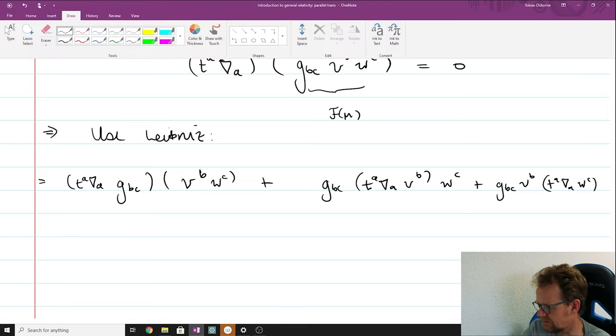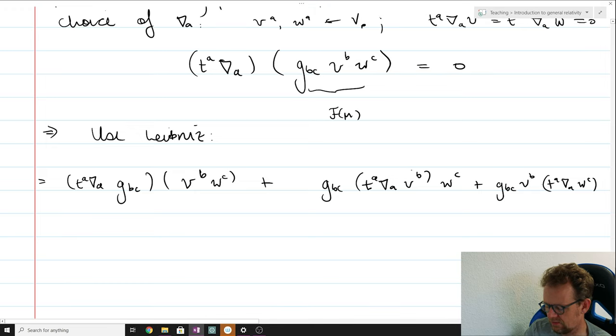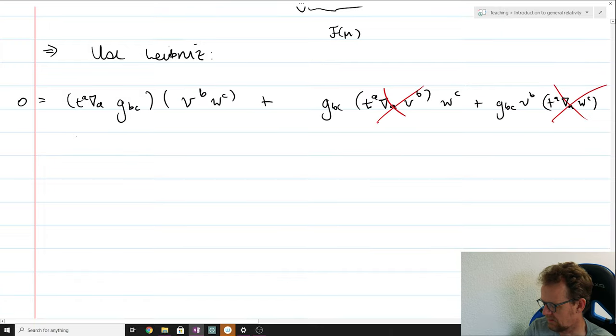But by assumption, these two vectors are parallel transported along the curve. So those two terms vanish. So this condition, the vanishing of this inner product, means that we are requiring that V^C, W^C, T^A, ∇_A g_BC equals zero.